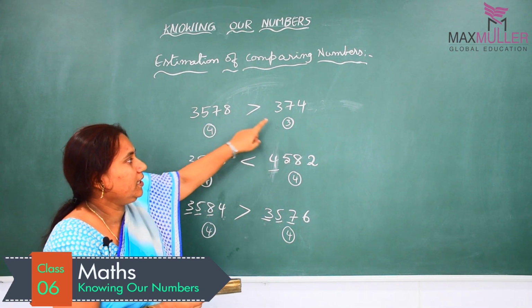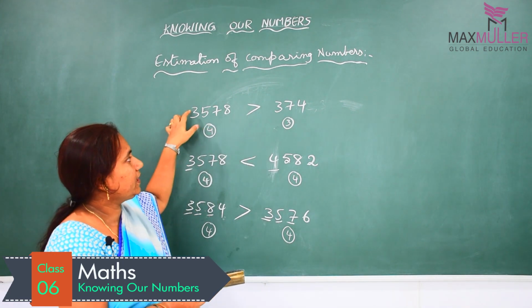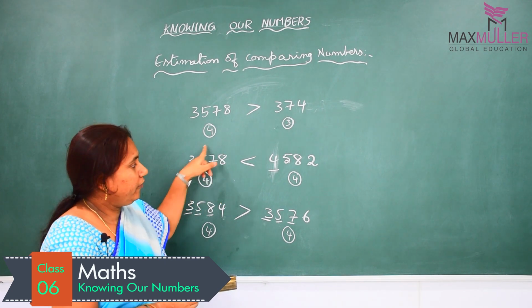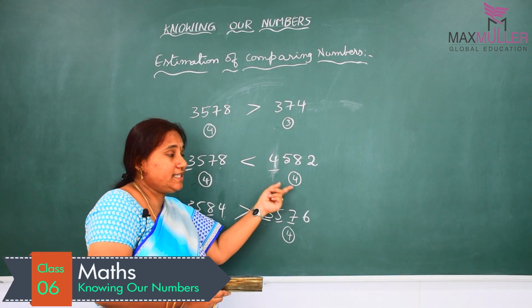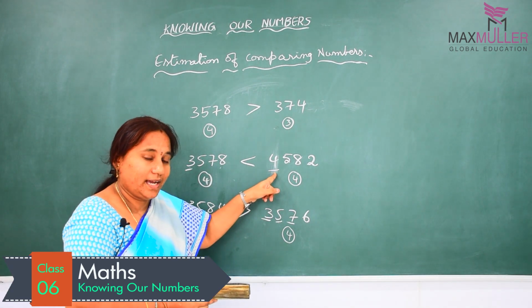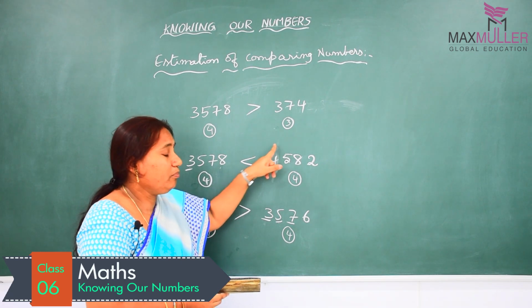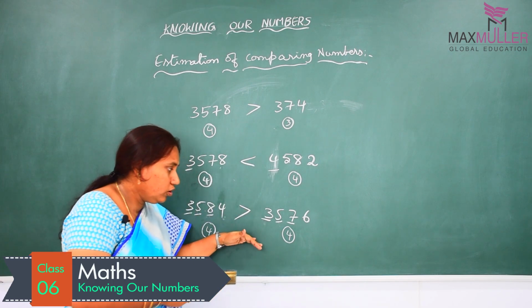First process, count the number of digits. In that number of digits, whichever is the biggest, take that as the biggest one. Then the second step: whenever you are comparing numbers, if they have the same number of digits, then check the places, the highest places. In that highest place, whichever number is the biggest, we take that one as the biggest one. Then go to the next one.